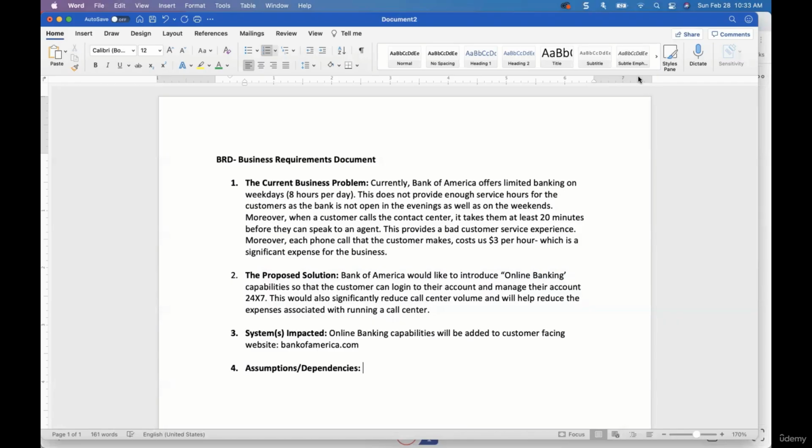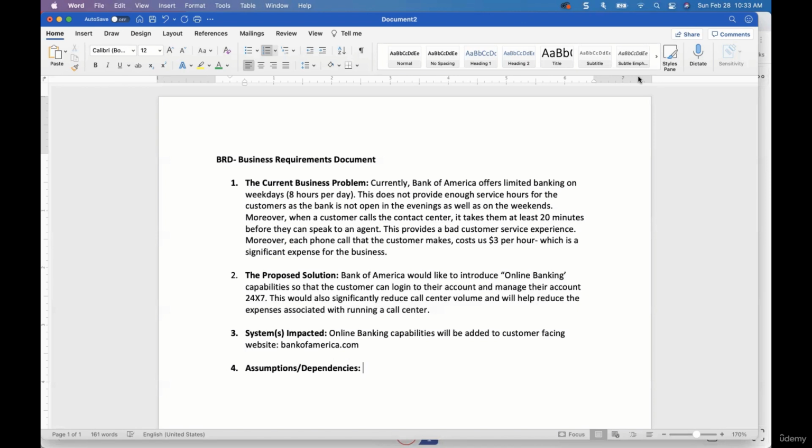Anyone? What are assumptions? What are dependencies? This is just a guess. Maybe customers' ability to use the online banking, or maybe it's just out of the box. Okay, bad guess. Nope. So, Azam Smith, you're saying something? Yes, go ahead. No, I'm just going to say, what could go wrong? What can go wrong? Pretty good answer, but not the exact answer. But a good try, yeah.